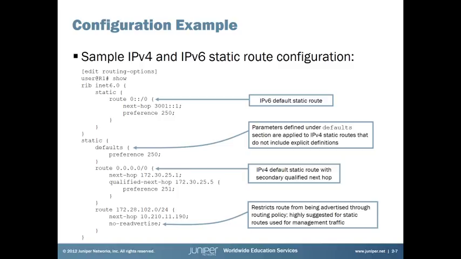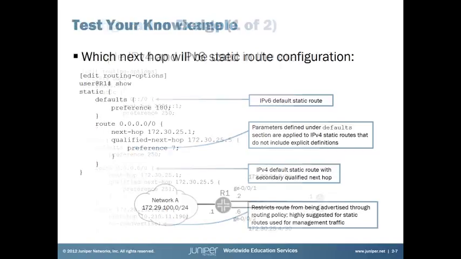Little note here, highly suggested for static routes used for management traffic. Everybody understanding what we mean by management traffic, and why we would need a route to allow us to connect to a device remotely? Because the device needs to know how to get return traffic back to me from wherever I am. So it needs a route to get that traffic back. Otherwise, I can never log into it and establish a connection from the management network. Alrighty.